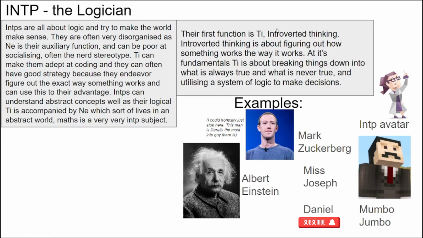Their first function is TI, introverted thinking. Introverted thinking is about figuring out how something works the way it works at its fundamentals. MBTI is about breaking things down into what is always true and what is never true, and using a system of logic to make decisions. Right?